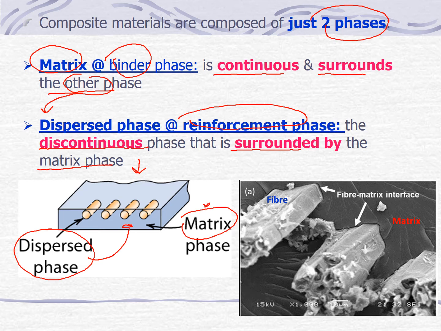Here is a picture taken using the scanning electron microscope (SEM). This is a picture of a cross-sectional area of a composite, where you can see the fiber, or the reinforced phase, surrounded by the continuous matrix. The black region is the matrix phase, and in between the fiber and the matrix there is an interface.